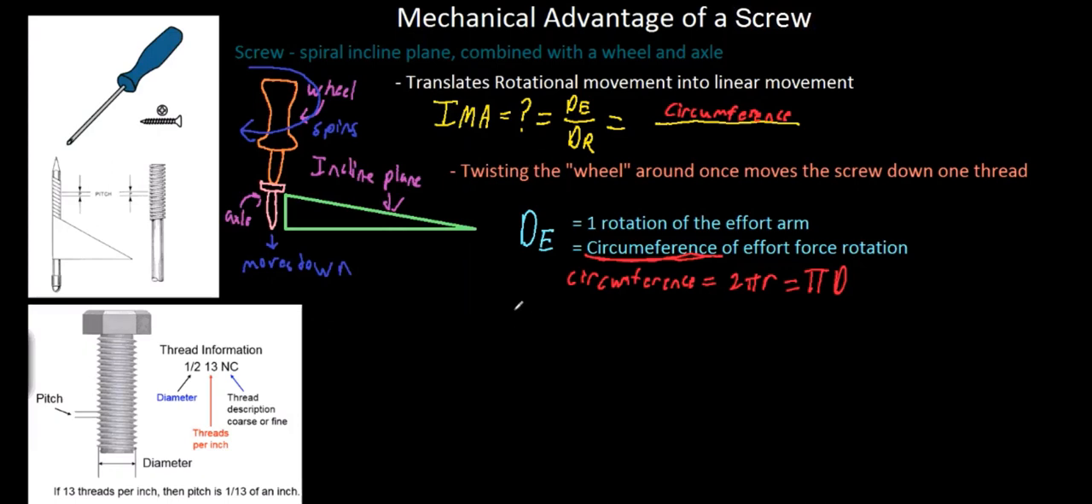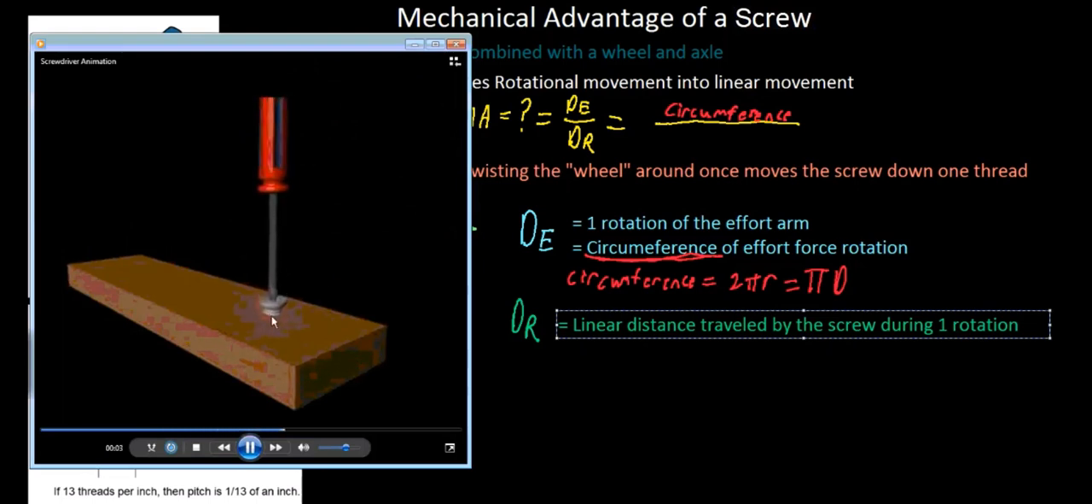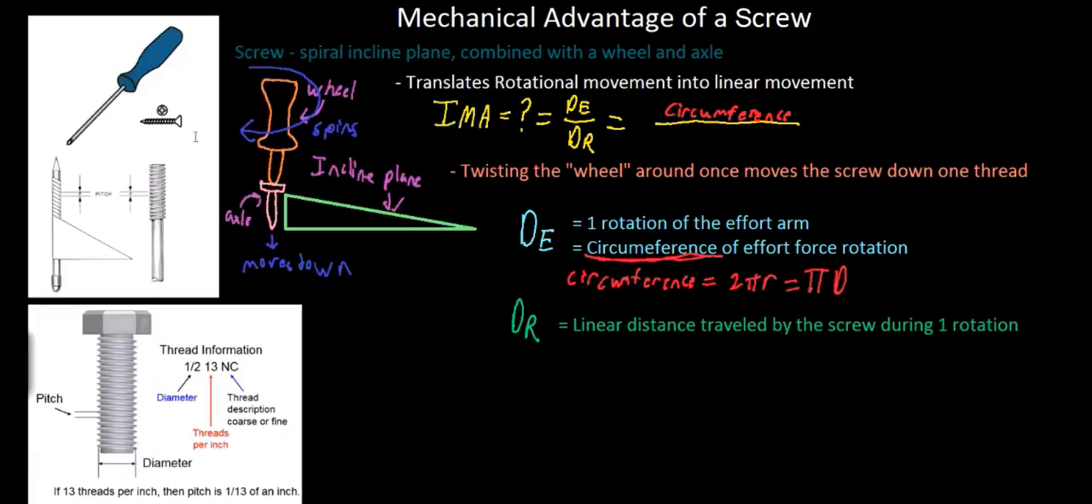Let's go ahead and write that out. So we write out dr, and we set it equal to the linear distance traveled by the screw during one rotation of the wheel. Or if we look at our video again, what is the linear distance traveled? Well, it's traveling one thread every rotation. So it's traveling down one thread every rotation.